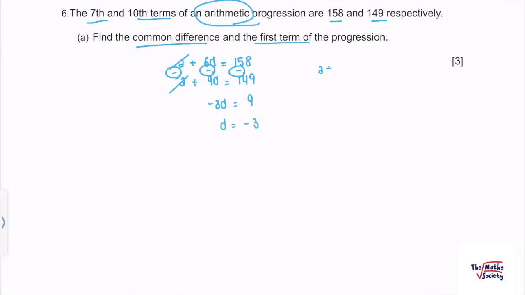So when you get a plus 6d equal to 158, you have d, minus 3, equal to 158. So that's a minus 18. And then a equals 158 plus 18, and that is going to be 176. That is your a value.